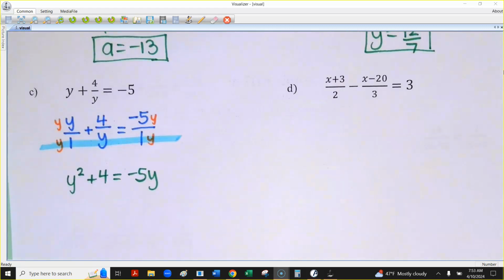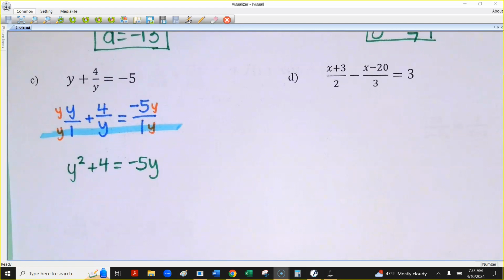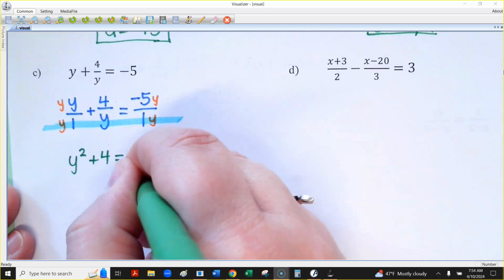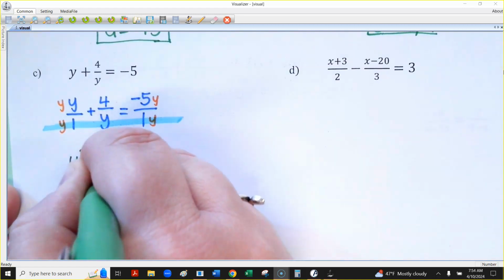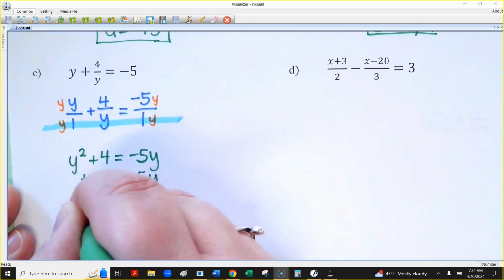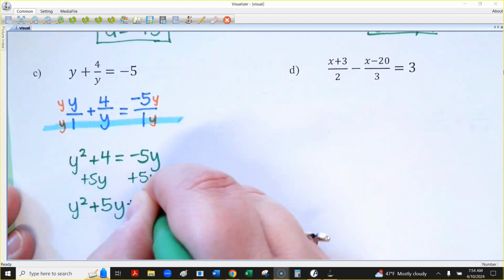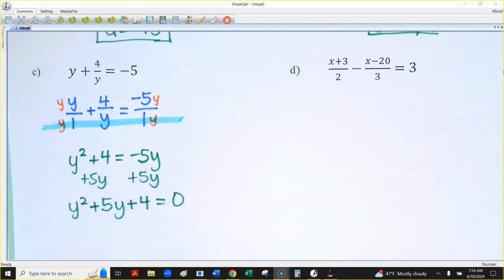What would you do from there? I got y squared plus 4 equals -5y. What do I do? Yeah, just set it equal to 0. You got a quadratic. Sorry. If you get one, I promise it'll be factorable. But we got to move that to set it equal to 0. Now, I could use the quadratic formula, or I could factor.